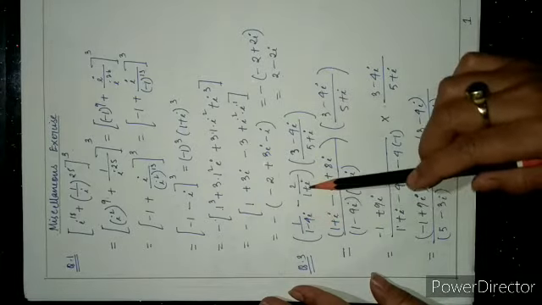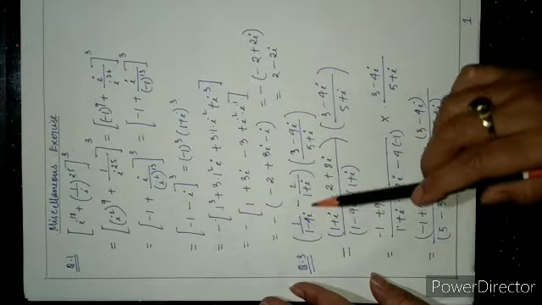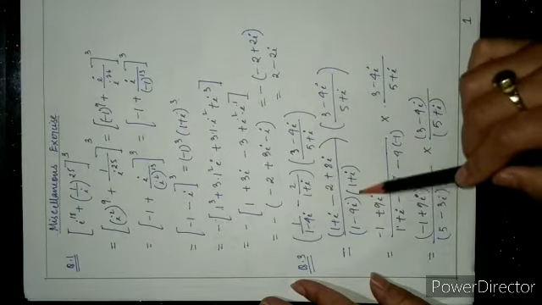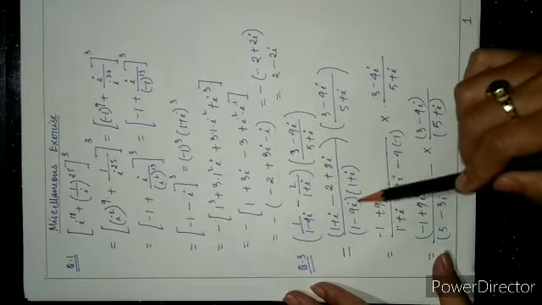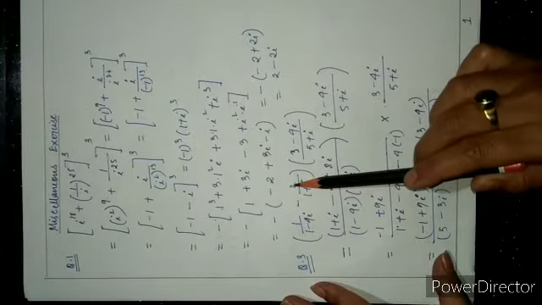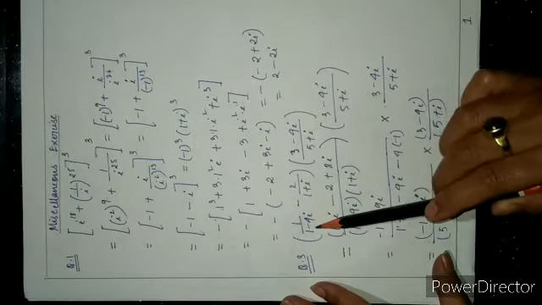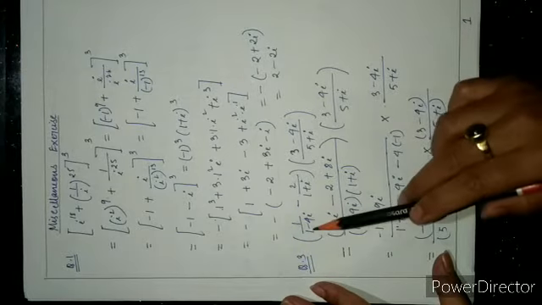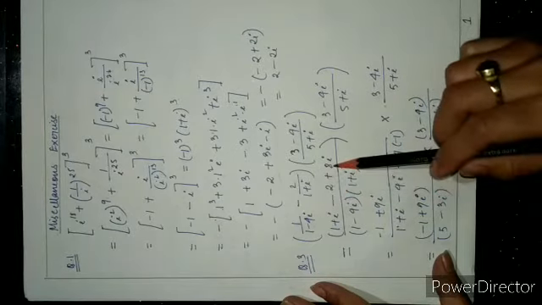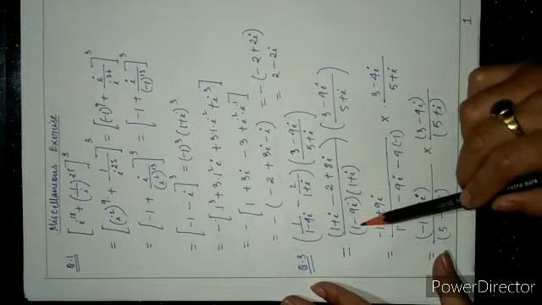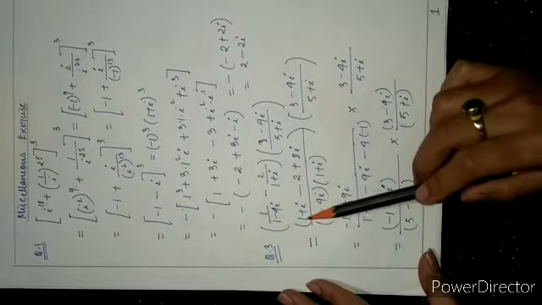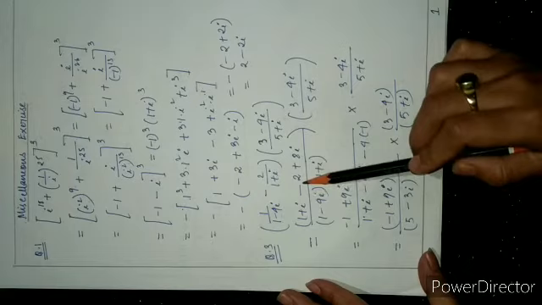First, take the LCM of the first terms. The LCM of 1 minus 4i and 1 plus i: they are different factors, so their LCM is the product of these two factors, (1 minus 4i) into (1 plus i). Then multiply the first term by 1 plus i and multiply the 2 by 1 minus 4i. So 1 plus i, and 1 minus 4i multiplied by minus 2, divided by (1 minus 4i) into (1 plus i).